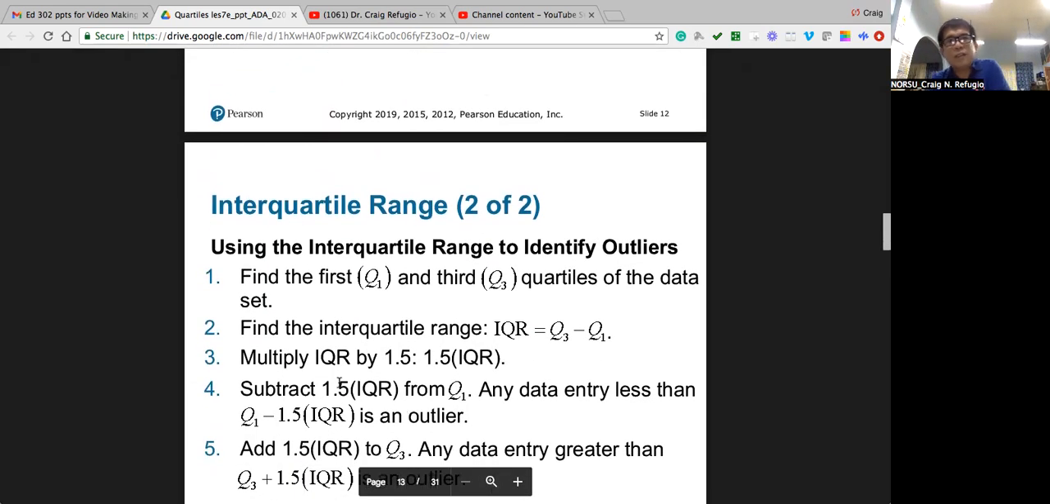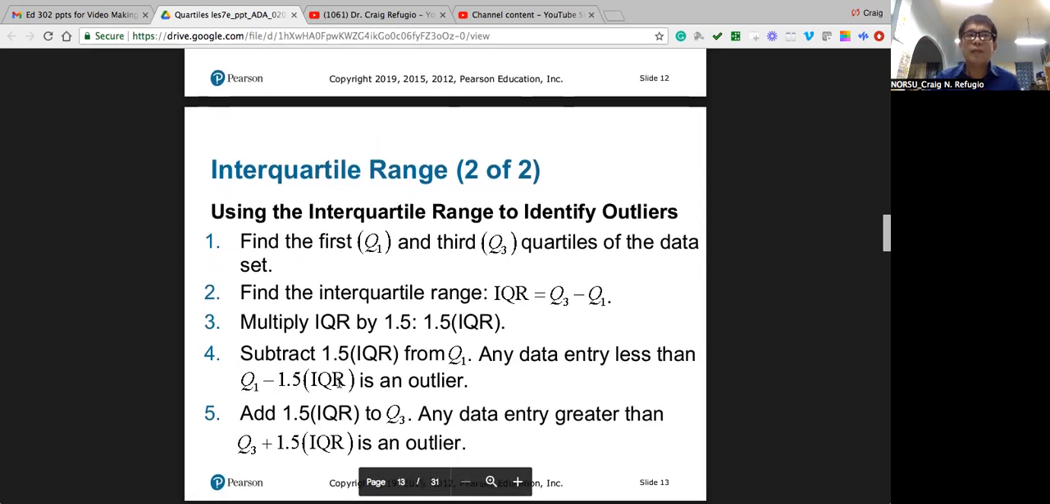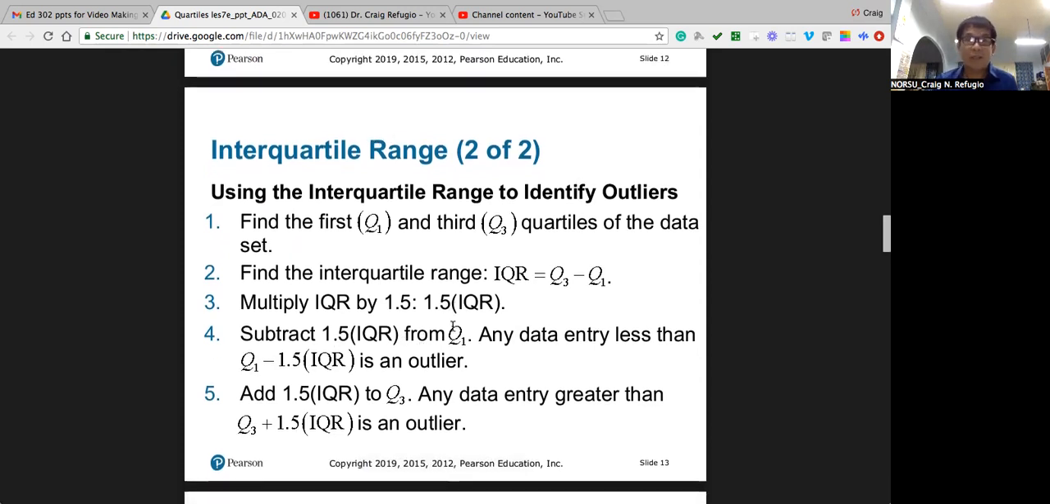Interquartile range. So using the interquartile range, identify outliers. First, find the first and third quartiles of the data set. Find the interquartile range, IQR, which is Q3 minus Q1. Multiply IQR by 1.5. That's 1.5 times IQR. So 1.5 is a constant in there.